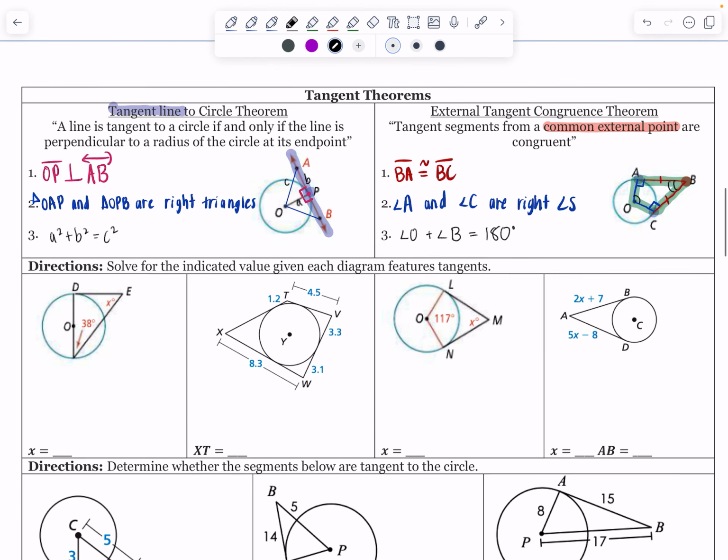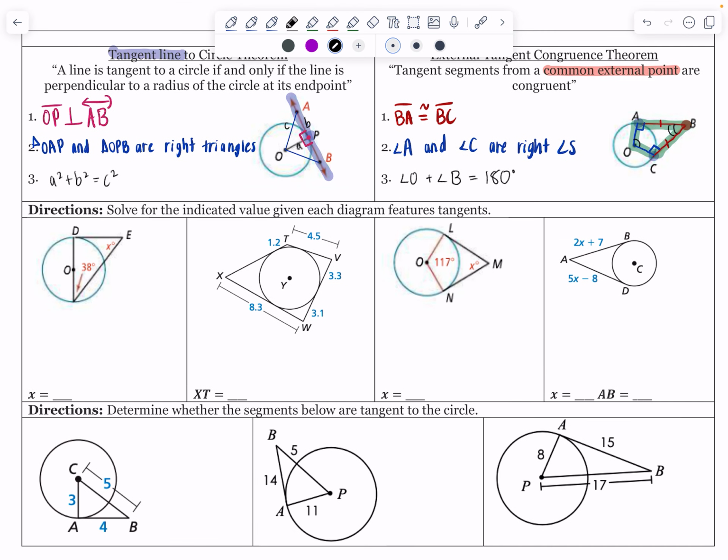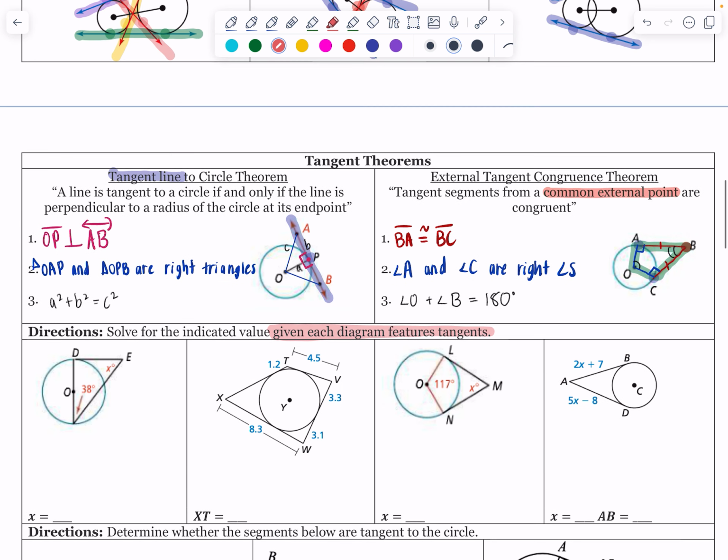So let's practice our tangent theorems in these pictures. Now you've got to read the directions. This is important. Solve for the indicated value given each diagram features tangents. If they didn't tell us that these were tangent lines, then I couldn't use my tangent theorems. So you've got to be told that they're tangent.